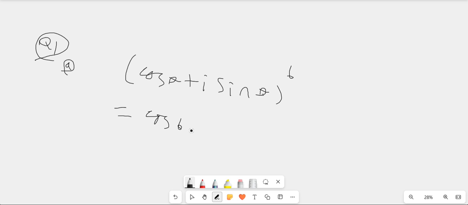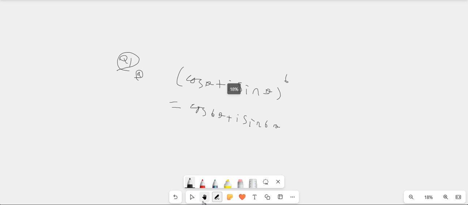So it's going to be cos 6 theta plus i sine 6 theta. What you can do is just put the power inside. That's how you pattern that one, if you didn't know. Alright, calm. Part B.